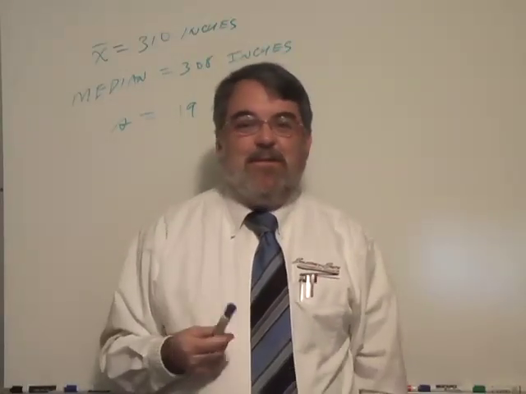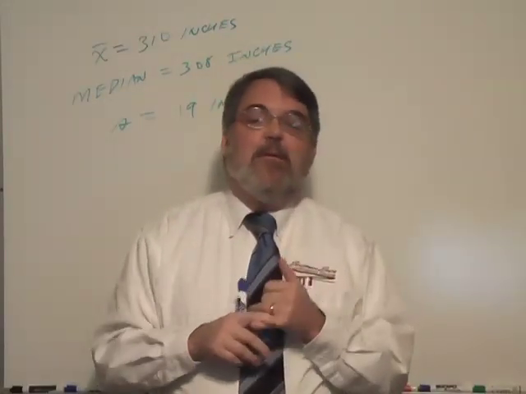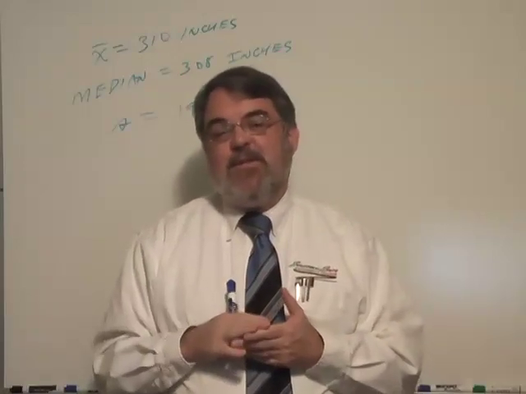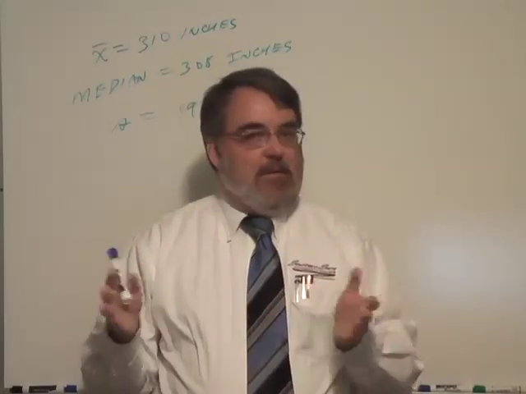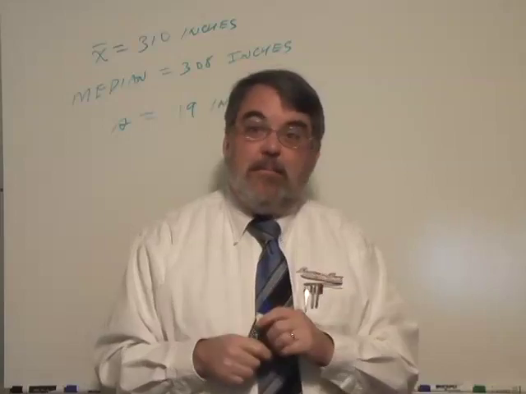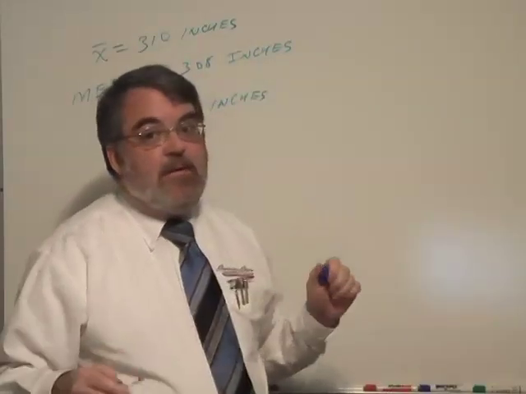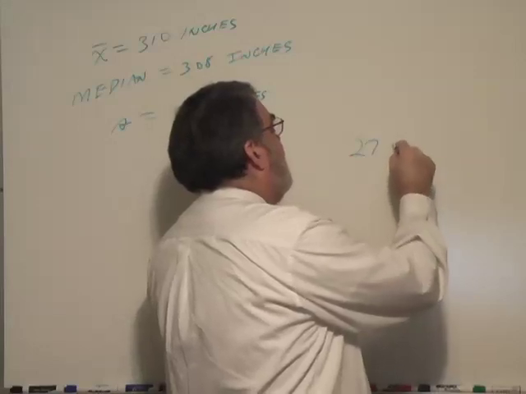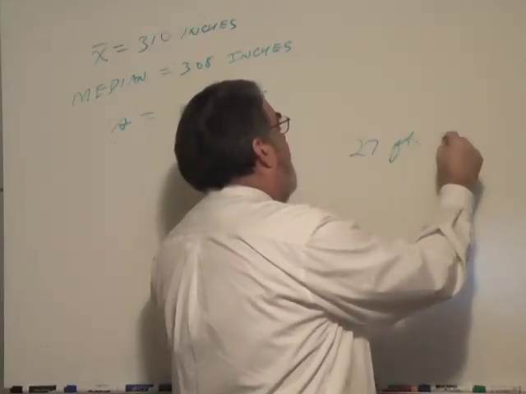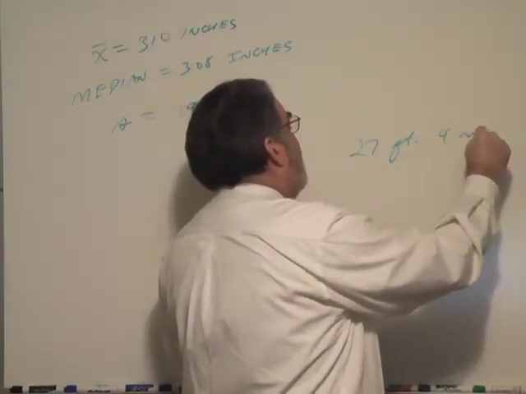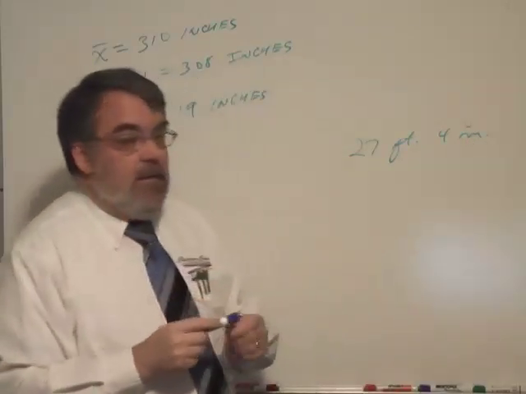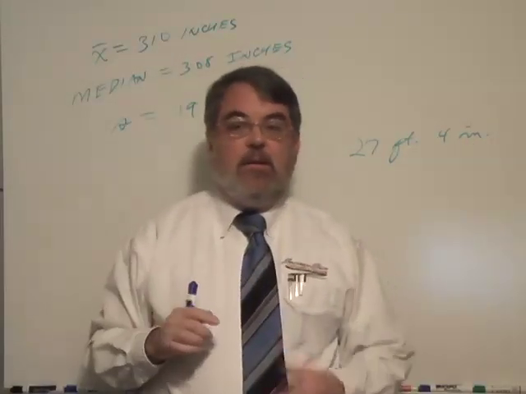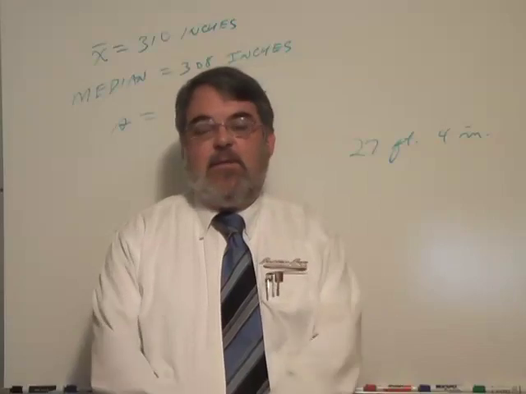Now I got a little extra knowledge here that I wouldn't expect students to know. I got to digress here for a moment. In the 1968 Olympics, they were held in Mexico City. At the time of those Olympics, the world record in the long jump was 27 feet 4 inches. 27 feet 4 inches was the world record in the long jump in 1968.